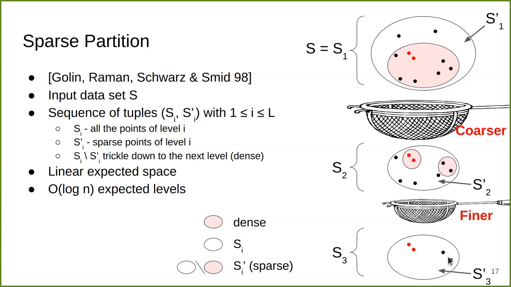This is a randomized data structure where how coarse or how fine the sieve is determined by a random pair of points, which is randomly chosen. Therefore, there will be expected log n different levels as well as overall linear expected space.